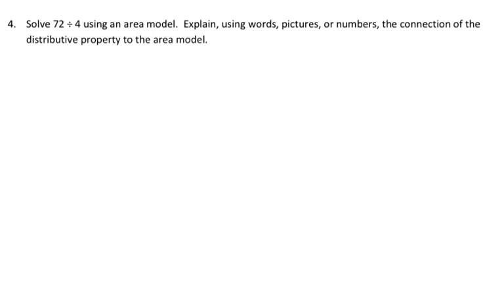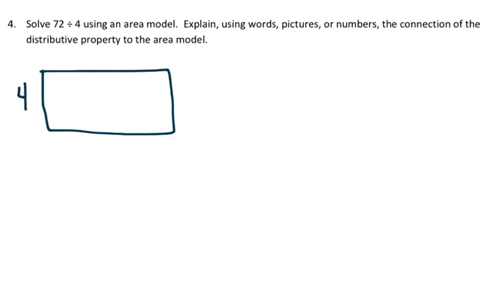We're going to look at question number 4. And question number 4 reads, solve 72 divided by 4 using an area model. Explain using words, pictures, or numbers the connection of the distributive property to the area model. So I'm going to do something very similar. I know that this is my rectangle, my area model, and my width is 4.